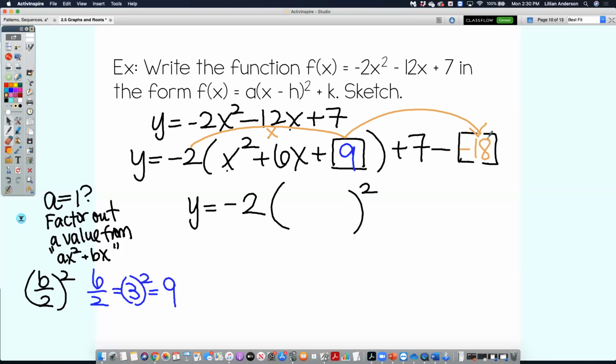That is another effect that having an a value has when you have to write it in vertex form. So you factor a out of the ax squared plus bx term. You still take half of b and you square it, but the value you subtract is the product between a and that first box. Or the value you get when you take half of b and square it, I should say that instead.